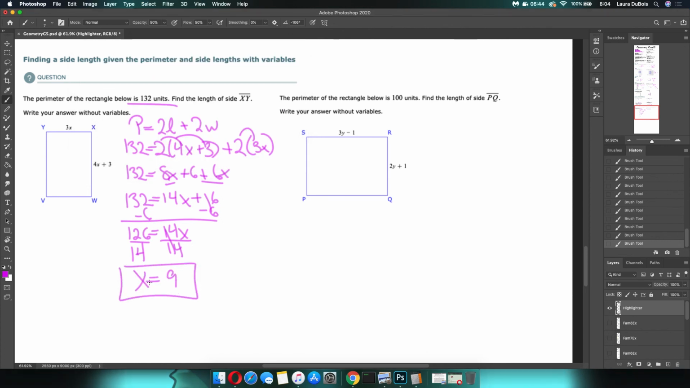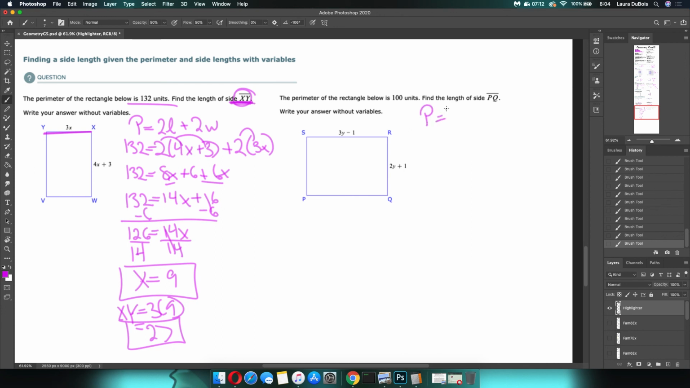And then what are they looking for? Find the length of XY. So we're not actually done here. XY is which one? That's this one right here. So we want XY equals 3 times 9 equals 27. That right there is SAT level of trickery, where you go as far down as getting your x, and then they ask for something else in complete contrast to that. So always be aware of that.